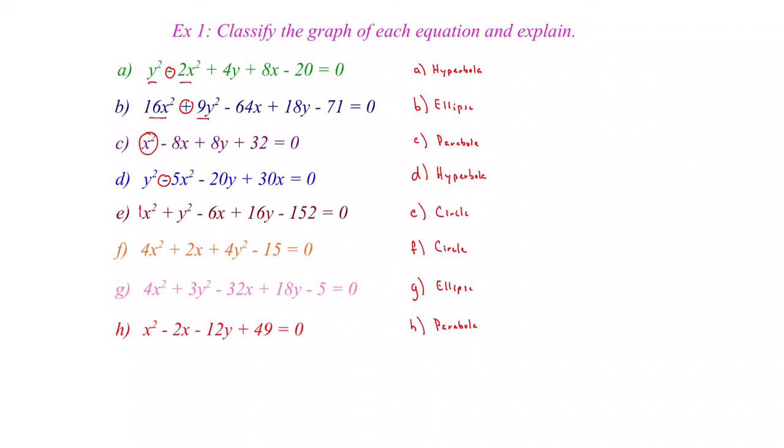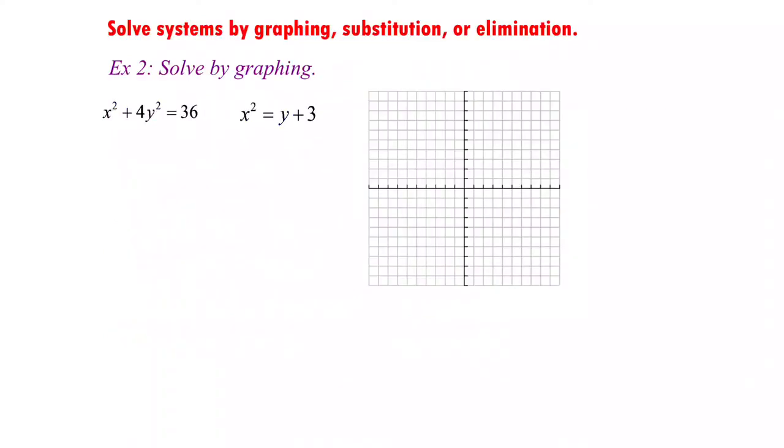E is a circle because you're adding the two squared terms and their coefficients are the same. Same thing for F, you're adding the two squared terms and their coefficients are the same. G is an ellipse because you're adding the two squared terms and the coefficients are different. And H is a parabola because you have one squared term.